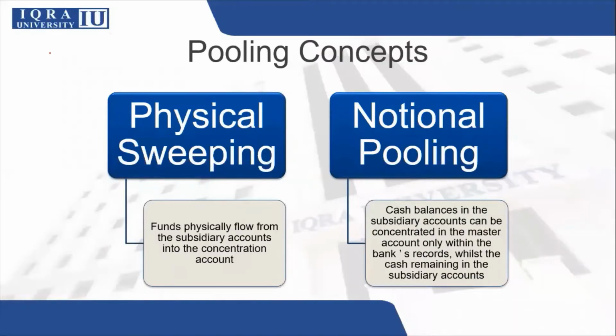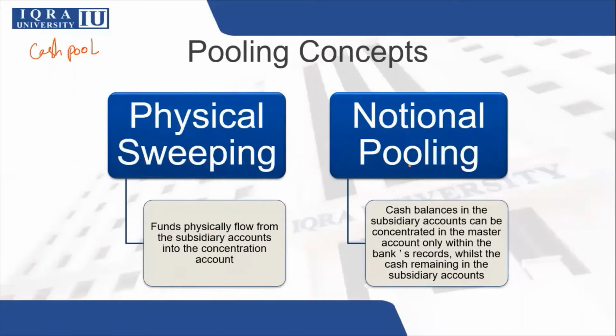Like already discussed, cash concentration requires that you create a cash pool. There are two ways of doing so. You can do it through physical sweeping or through notional pooling. In physical sweeping, funds actually physically flow from the subsidiary accounts into one concentration account. So the cash balances actually move into one account.